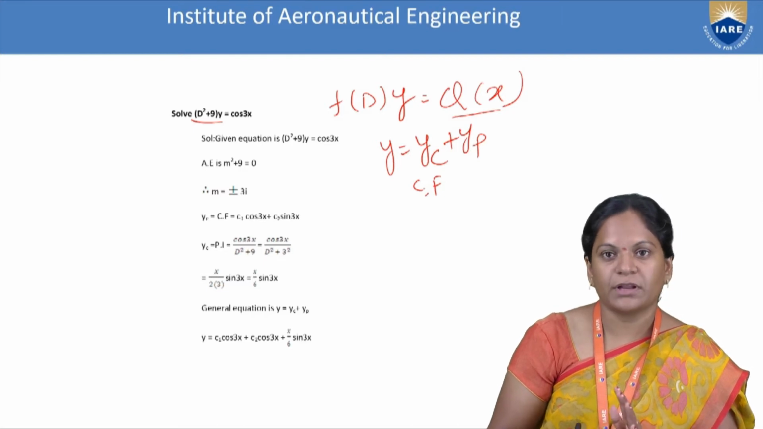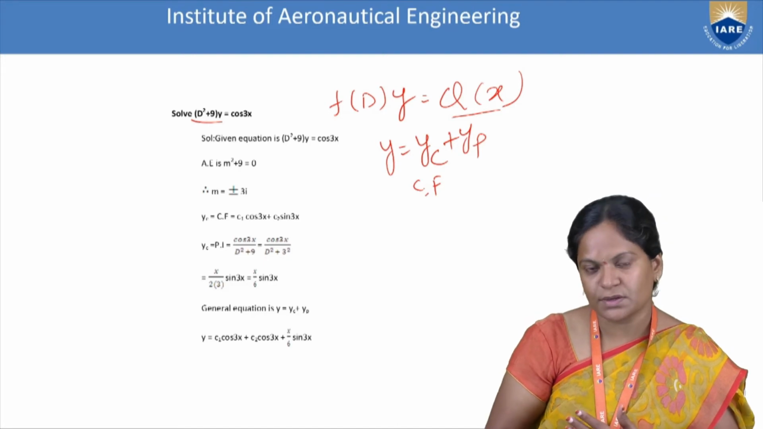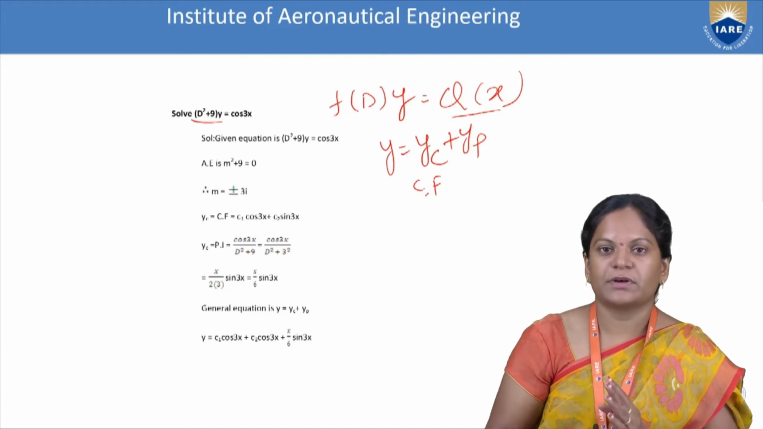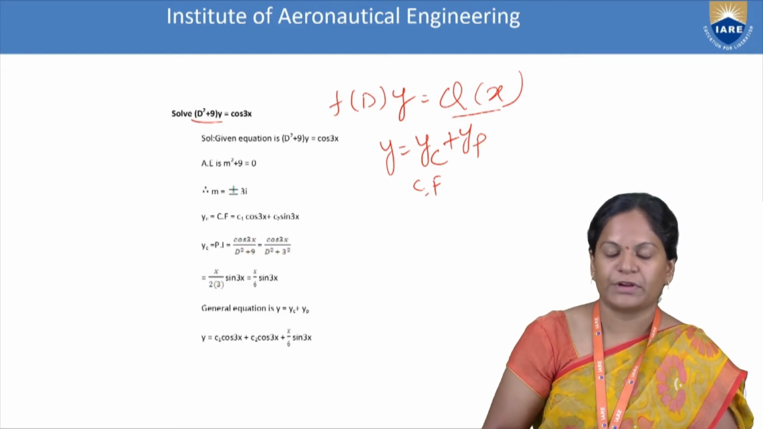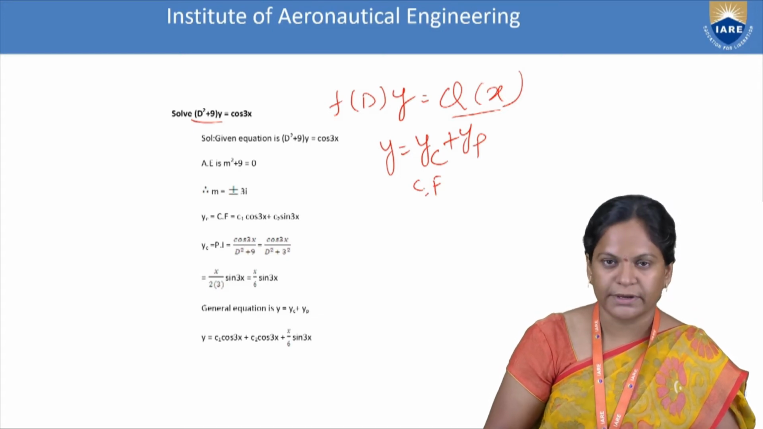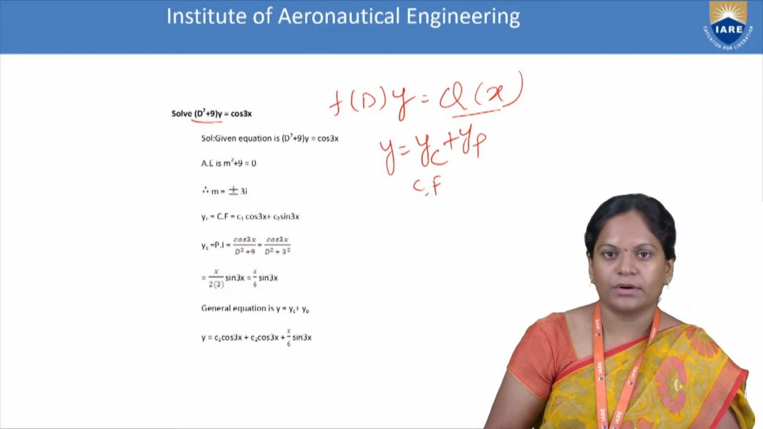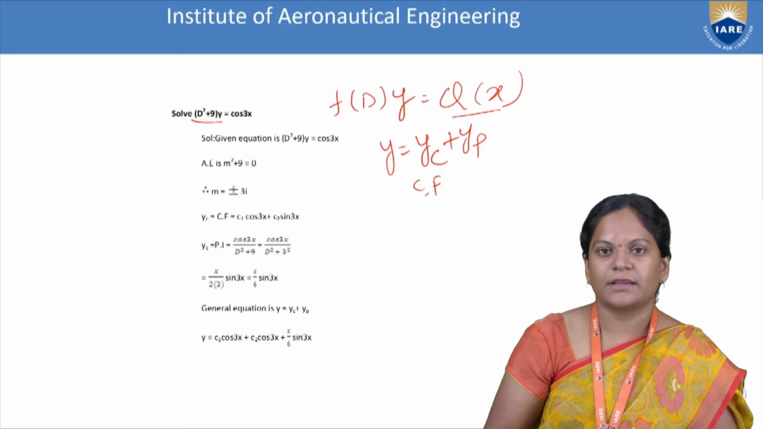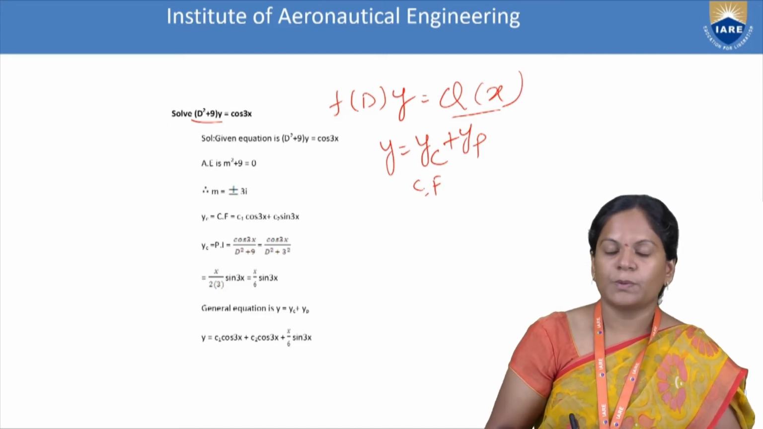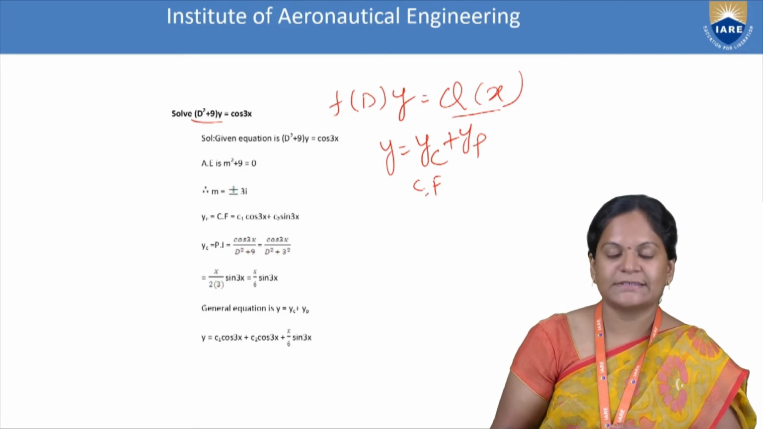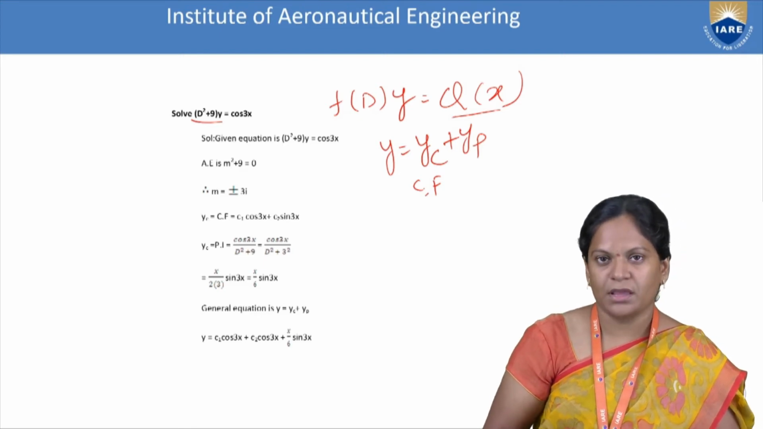Especially, the complementary function alone is not a solution, and the particular integral alone is not a solution. Both the complementary function and particular integral combined is nothing but the general solution of the given differential equation with constant coefficients of any order. So now first write the auxiliary equation of the given differential equation. In the last session we already discussed the auxiliary equation. What is the auxiliary equation?